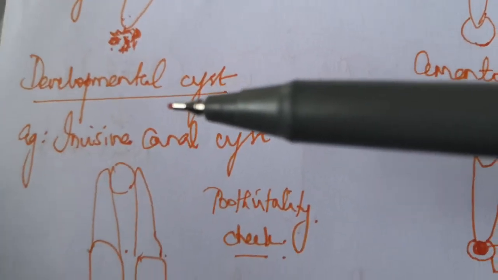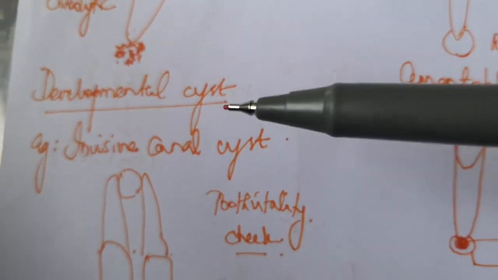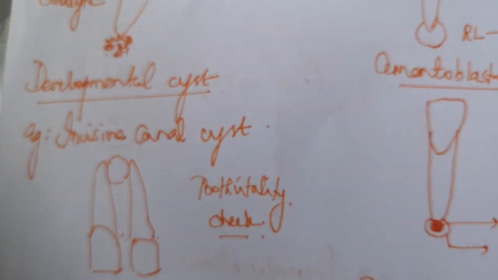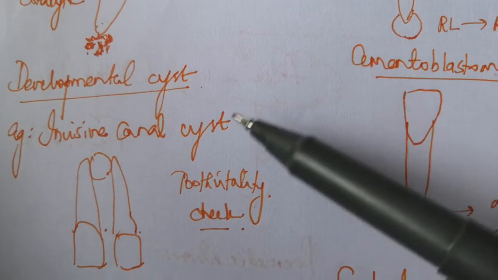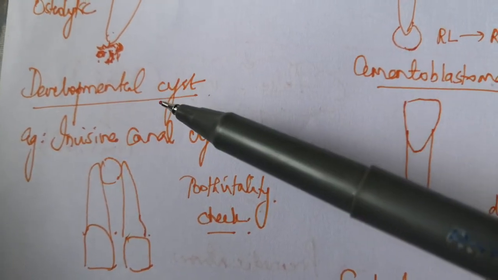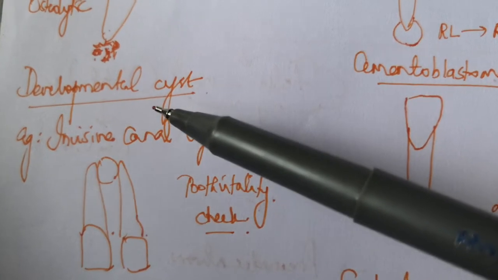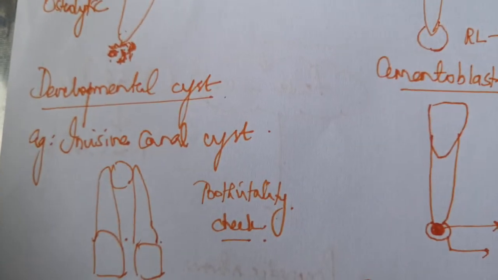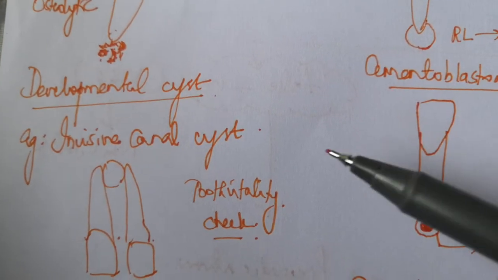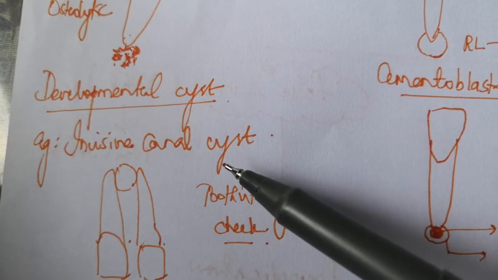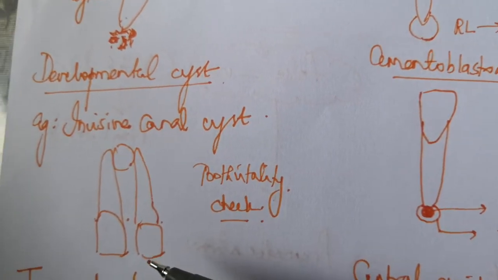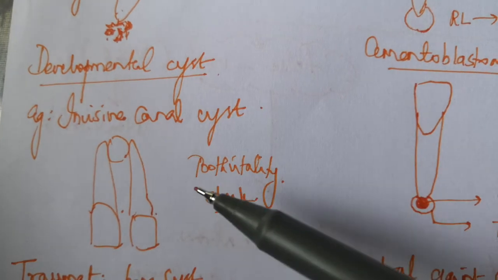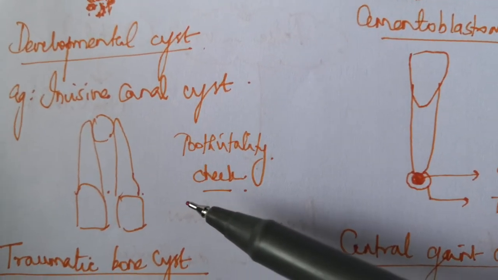And then developmental cyst. So whenever you see a radiolucency, it is not only a periapical abscess, rather you have to think from other angles also. For example, a developmental cyst example would be the incisive canal cyst, but you have to check the tooth vitality. Okay, that's so important.